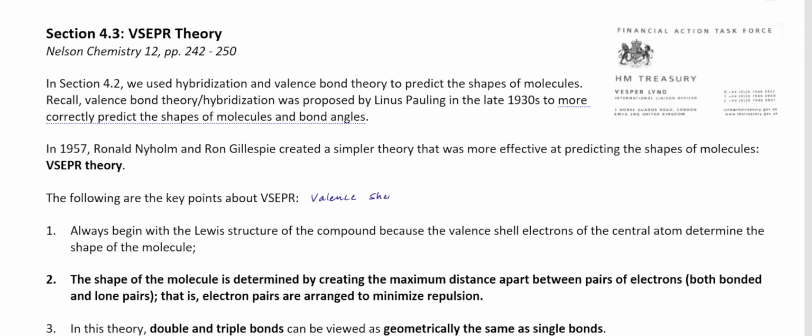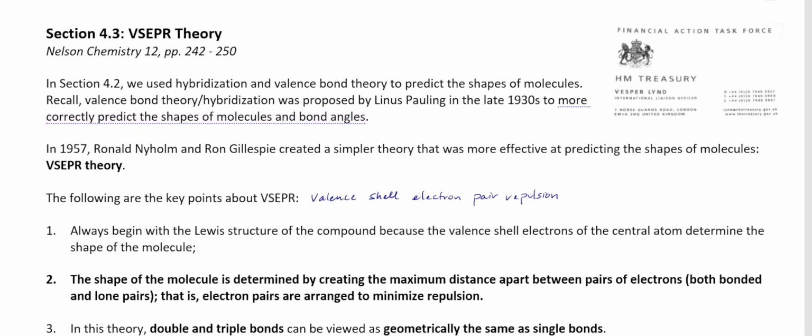shell electron pair repulsion. And so effectively this theory is used to describe specifically shapes of molecules and bond angles. It doesn't really discuss the types of atomic orbitals that are formed, such as d2sp3 or dsp3 or sp2. It's mostly just looking at the shapes and the bond angles.